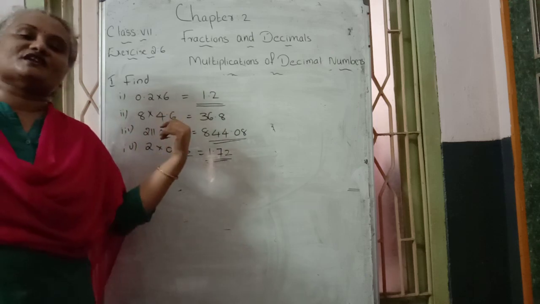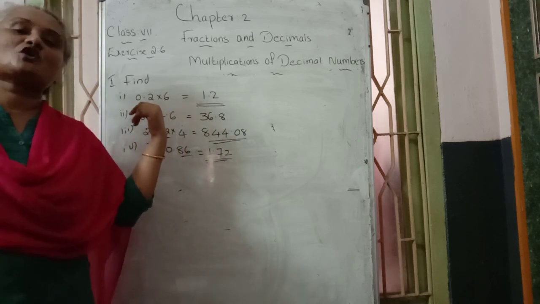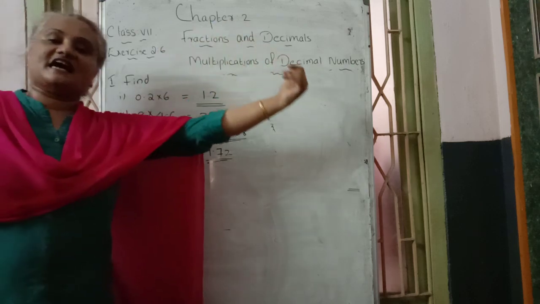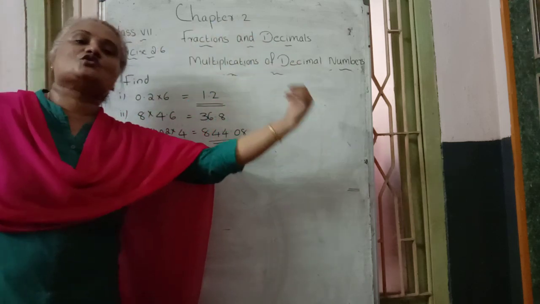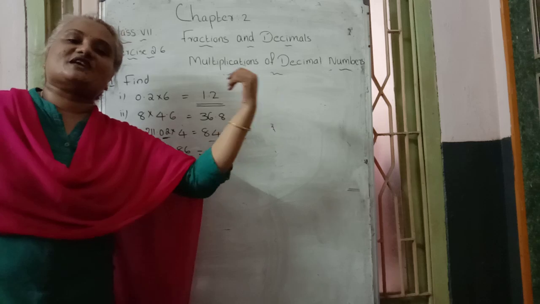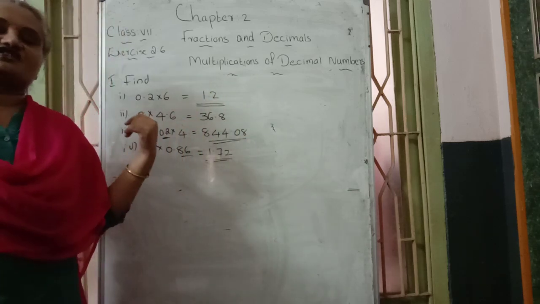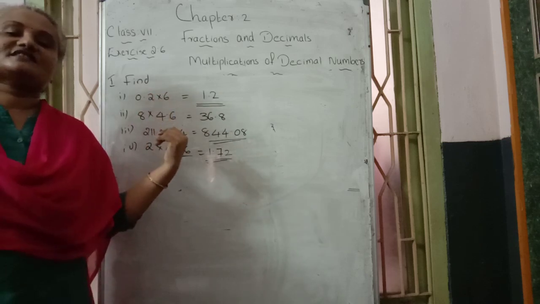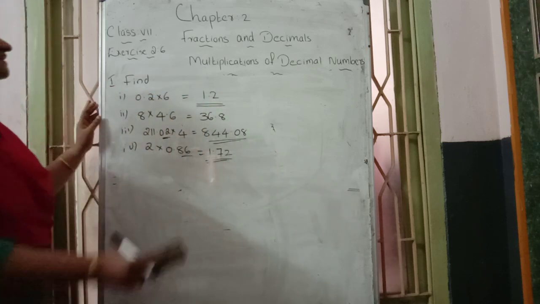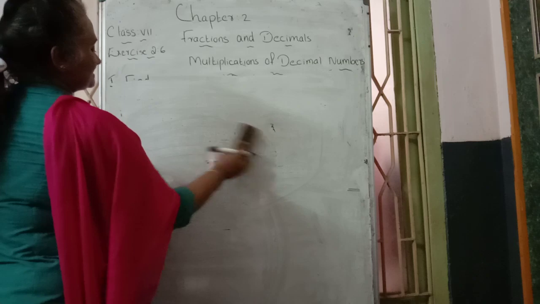After the decimal point, count how many digits there are, then in the answer place count that many places from right to left and put a decimal point. That is the procedure for multiplying decimal numbers. I hope you can understand this one.